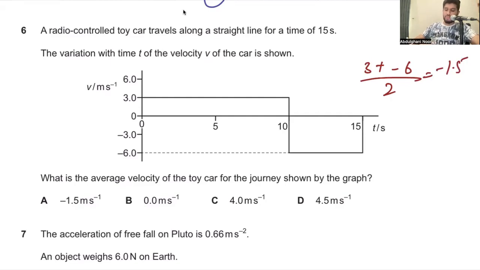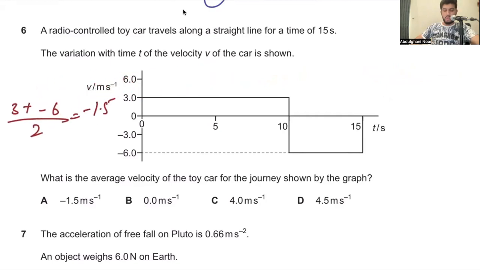To find out the average velocity, there is only one possible way, and that is total displacement upon total time. Total displacement kitna hai? I'll have to first find out this area. This is the initial displacement. Because it's a velocity time graph, the area under a velocity time graph gives you displacement. So this displacement comes out to be 30 meters. Let's talk about the other displacement.